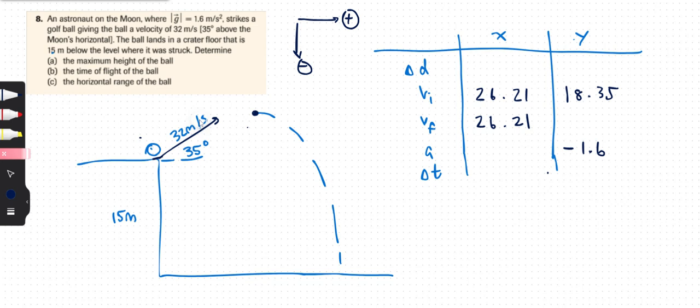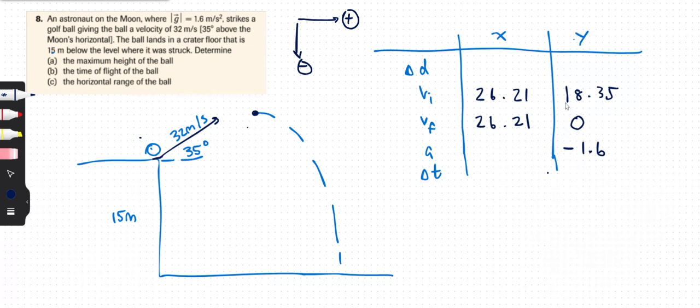Okay, but now we know something else. We know that the final velocity of y is going to be 0. And we know this because imagine a ball is going up and is going down. Well, at its highest point, it's not going to be going up, it's not going to be going down. It's just stationary. So to solve this problem, we're just going to make the final velocity of y 0.